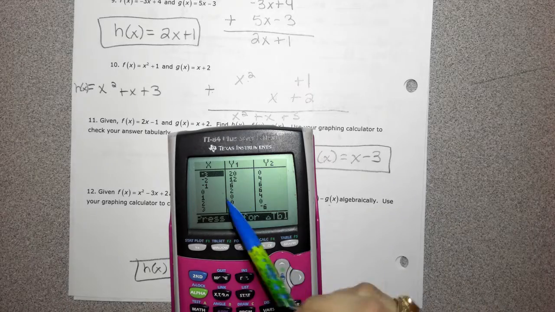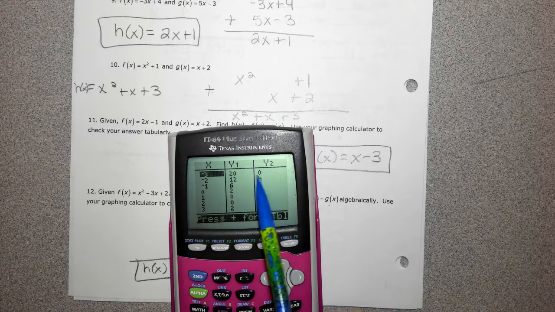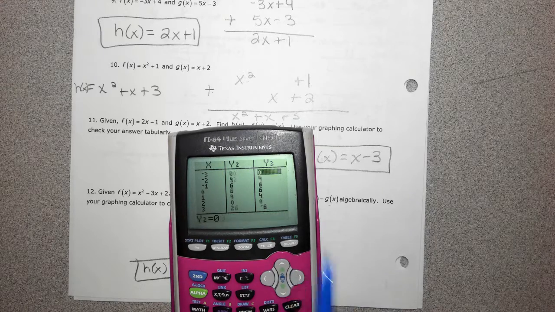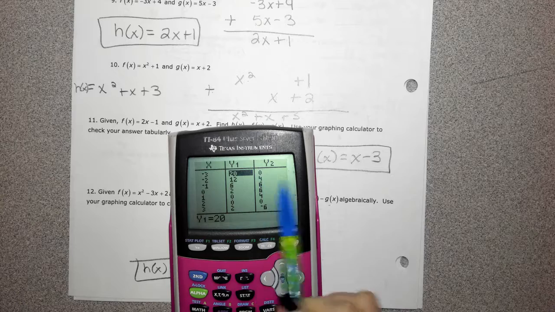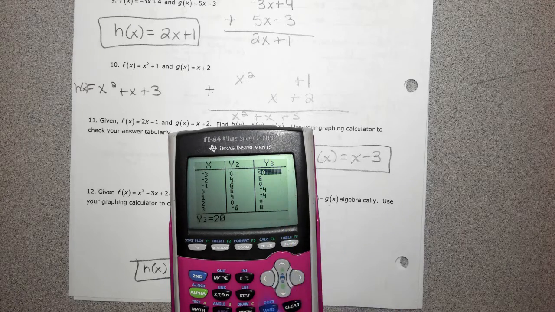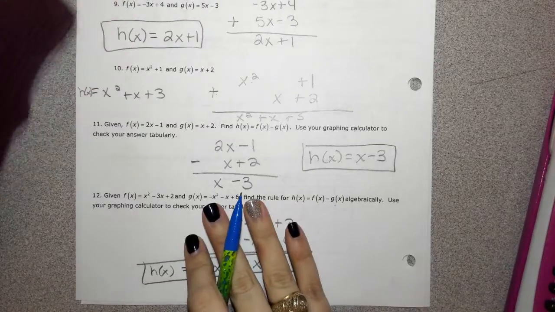So you're going to notice, like for example, right here, remember we're subtracting the two functions. So this would be 20 minus 0. Well, 20 minus 0 should be 20. Yes, it is. Then if I go back over, 12 minus 4 should be 8. Yes, it is. If you can go through and you can find those and you can say yes, then you've done this correctly. Okay, that's just a couple ways that you can check.